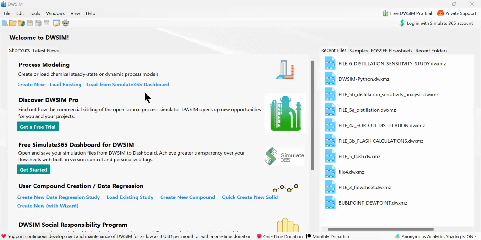Today, let us see the sensitivity analysis in a fractional distillation column to separate a binary system. I think you are able to see the DWSIM window. I'm opening a new window.